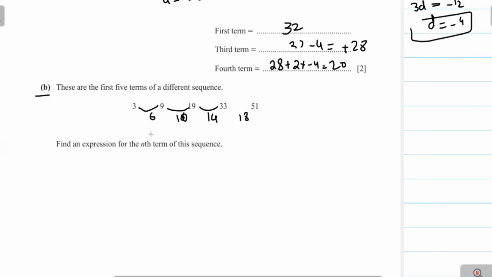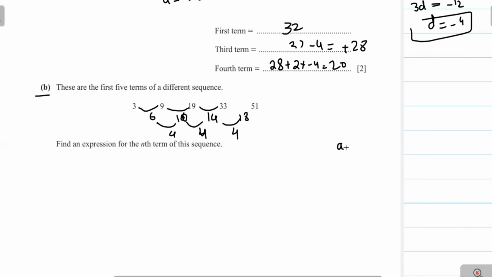Next, we will take the second difference. This difference is 4, 4 and 4. Therefore, this is a quadratic sequence because the first difference is not constant, the second difference is constant. This is the quadratic sequence.